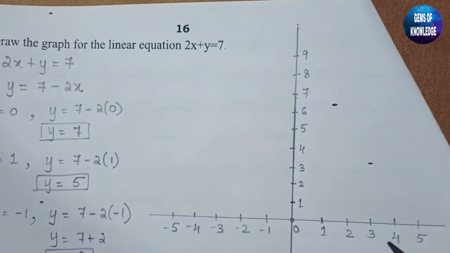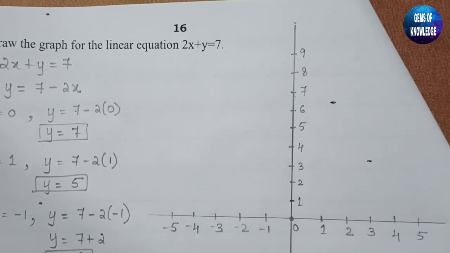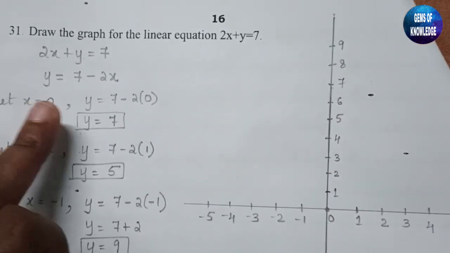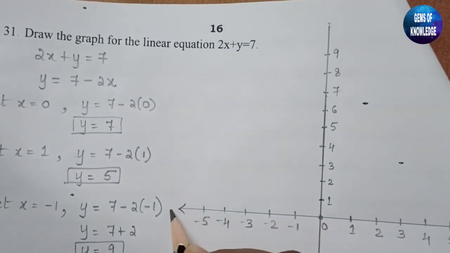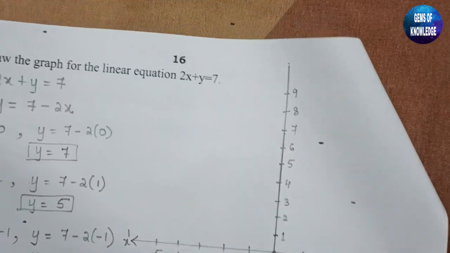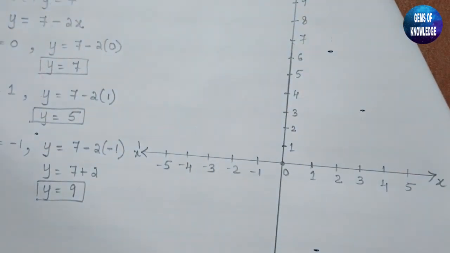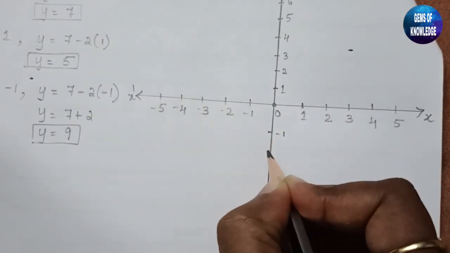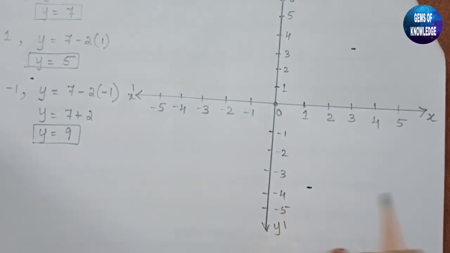Actually, you should draw this on graph paper so that you get proper lines. Now you can see over here, if x is 0, y is 7. This is x dash and this axis is x. Similarly, this upper part will be y and the below part will be y dash. Here also you need to write minus 1, minus 2, minus 3, minus 4 and minus 5.